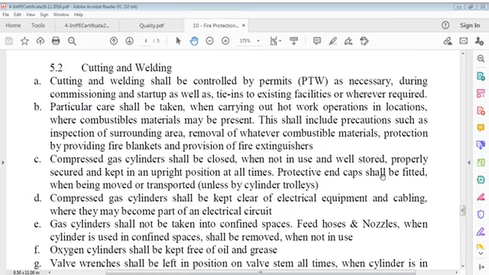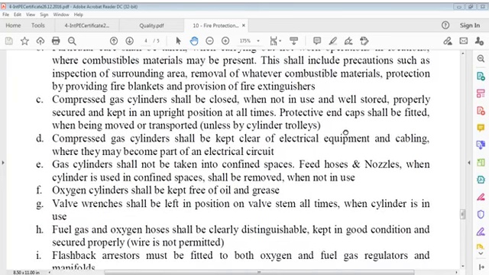Cutting and welding shall be controlled by permits, PTW, as necessary during commissioning and startup, as well as tie-ins to existing facilities or wherever required. Particular care shall be taken when carrying out hot work operations in locations where combustible materials may be present. This shall include precautions such as inspection of surrounding areas, removal of whatever combustible materials, protection by providing fire blankets and provision of fire extinguishers.